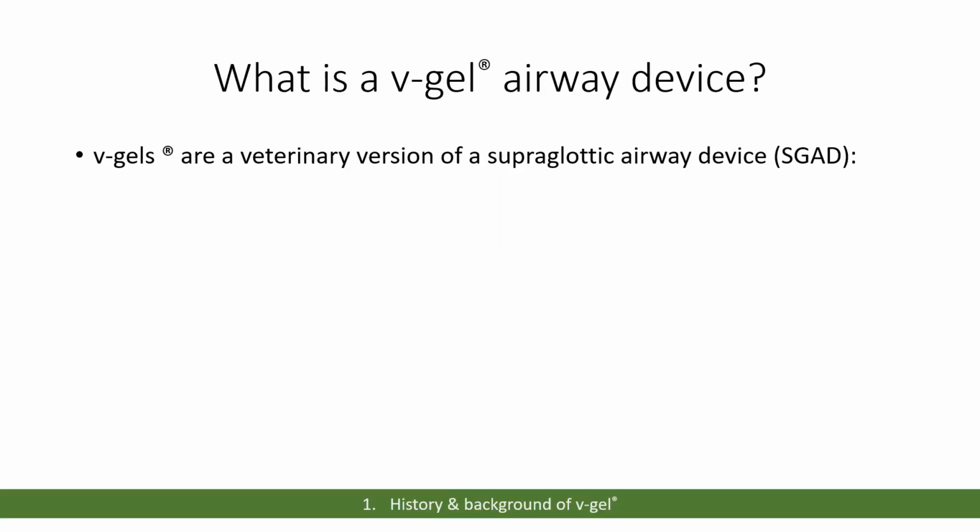V-gel airway devices then, what are they? Well, they're veterinary supraglottic airway devices. And supraglottic airway devices are devices that manage the airway from a position dorsal to the larynx.